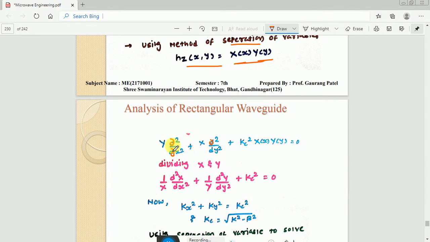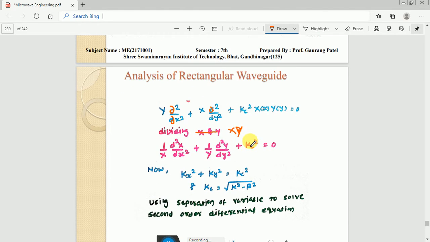Now dividing the above equation by X and Y, that is XY, what will we get? 1 over X del square X by del x square plus 1 over Y del square Y by del y square plus kc square is equal to 0. So we have just divided the above equation by XY.